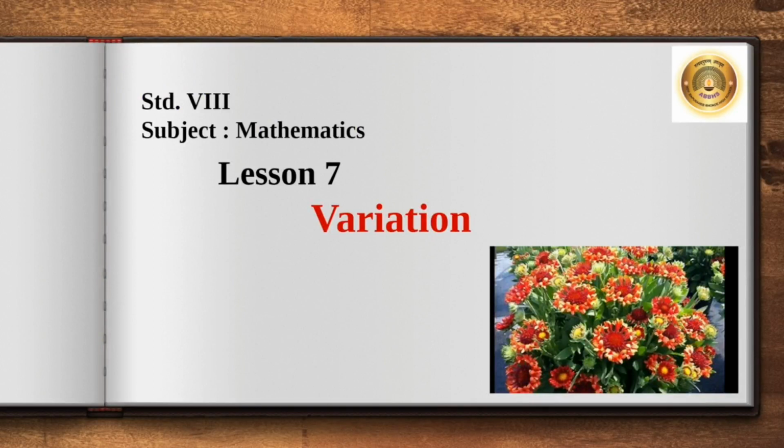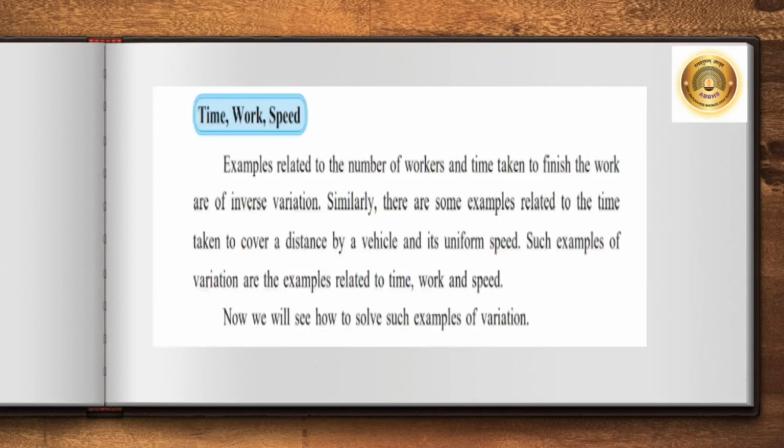We are doing lesson number 7, variation. Today let's see the topic time, work and speed. The examples related to the number of workers and the time taken to finish the work are of inverse variation. That means if the number of workers increases, the time taken to finish a work decreases. So we see that it is a kind of inverse variation.